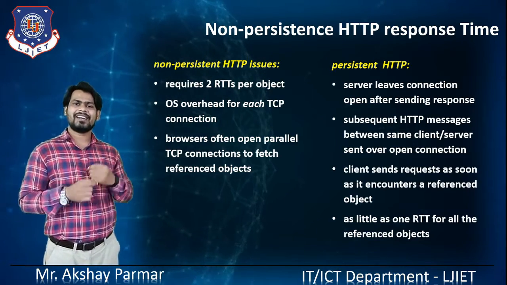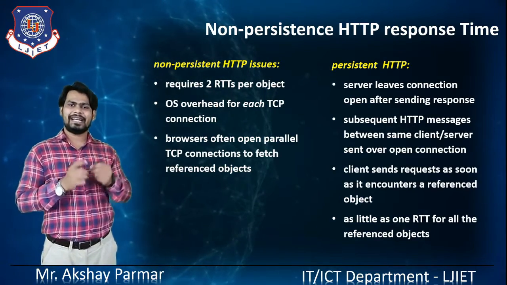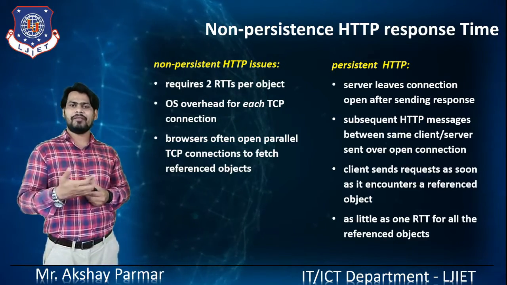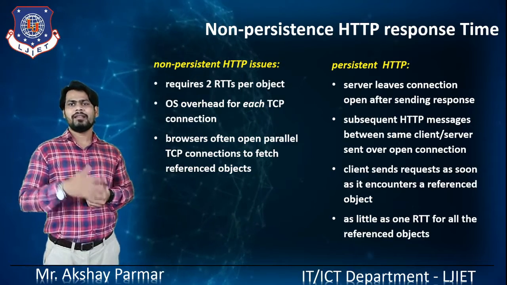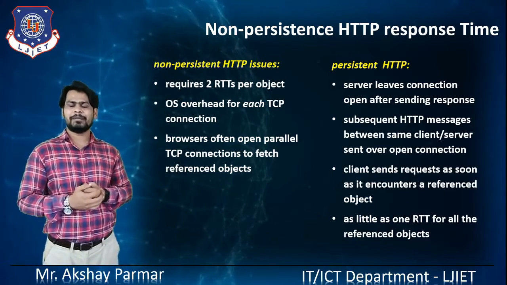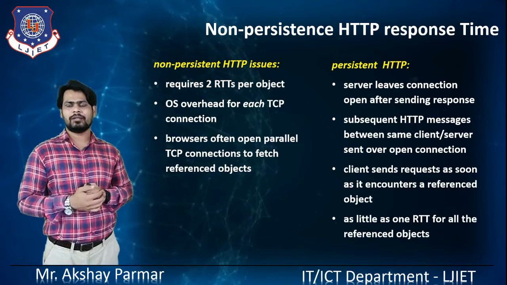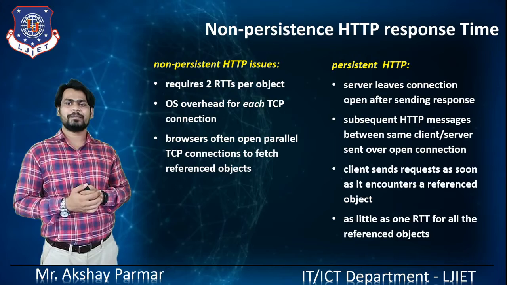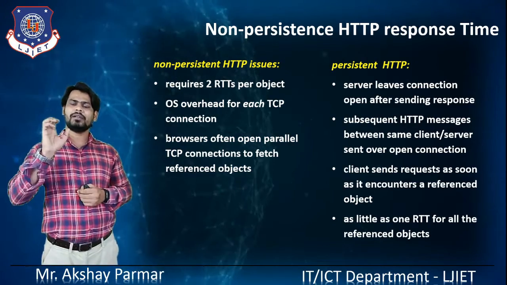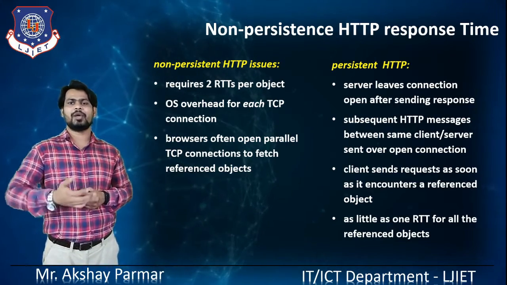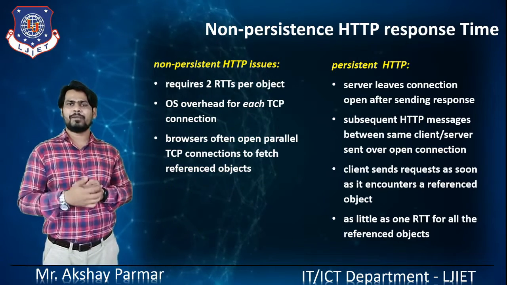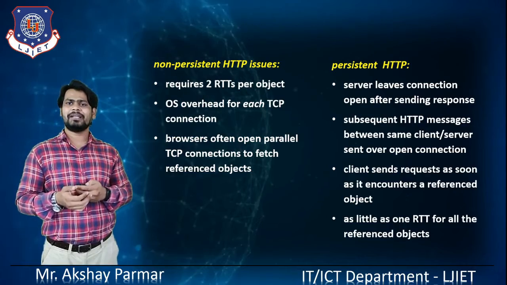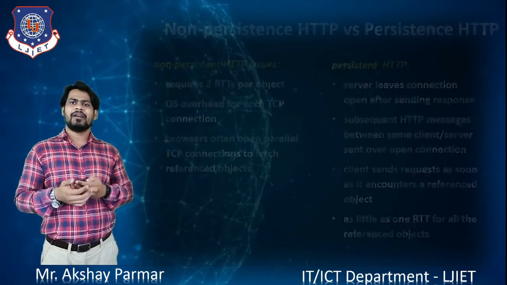The client sends a request as soon as it encounters a reference object, taking as little as 1 round trip time for all the reference objects. In non-persistent HTTP, we require 2 round trip times for each and every object, right? But in persistent HTTP, only 1 round trip time is required for each of the reference objects, right? So that is the basic difference between non-persistent HTTP and persistent HTTP, right?